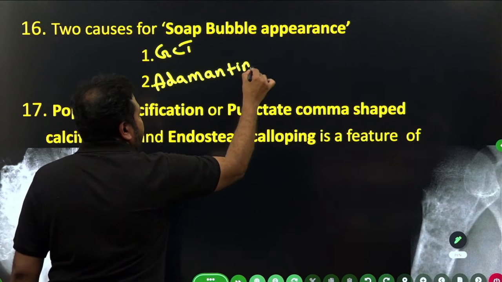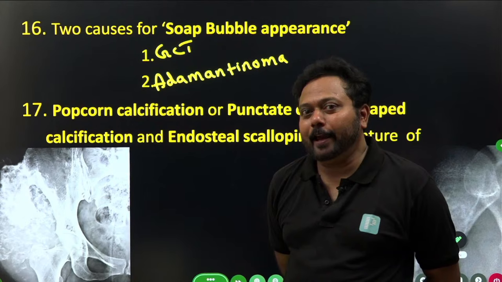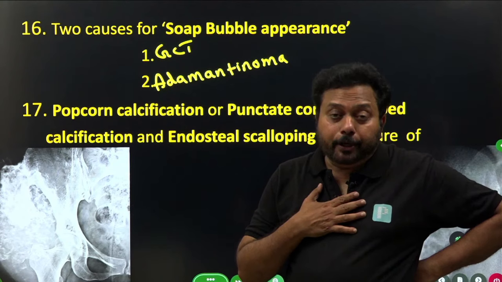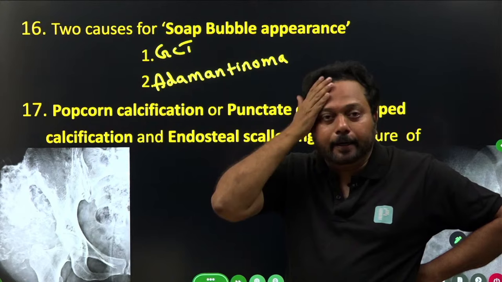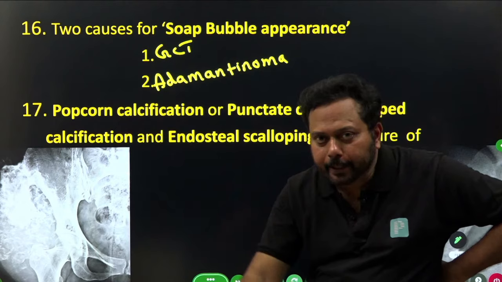Adamantinoma. Please don't confuse ameloblastoma with adamantinoma. Many books wrongly confuse this with ameloblastoma, and even though it's a wrong answer, it's my duty to tell you, dear friends, please concentrate. We are not going to make mistakes in the exam. Ameloblastoma, the most common site is the jawbone. Adamantinoma, the most common site is the upper tibia.